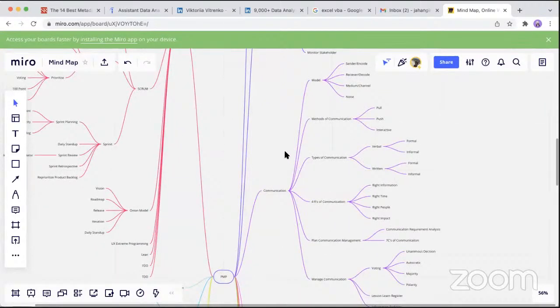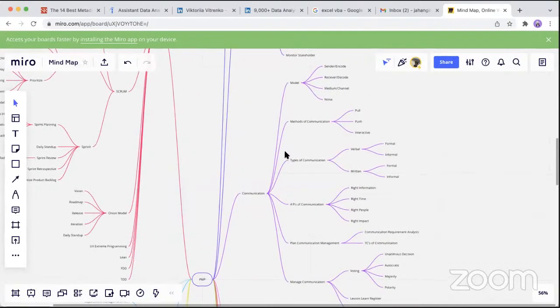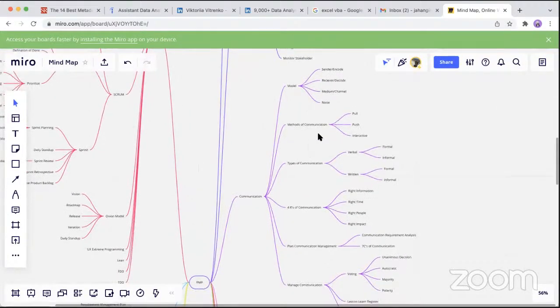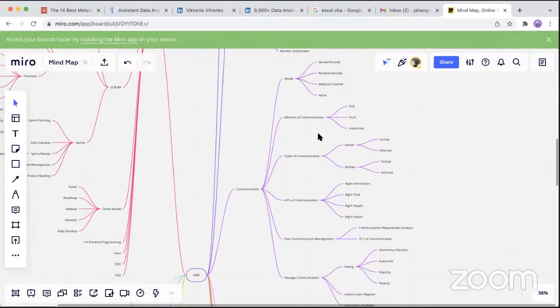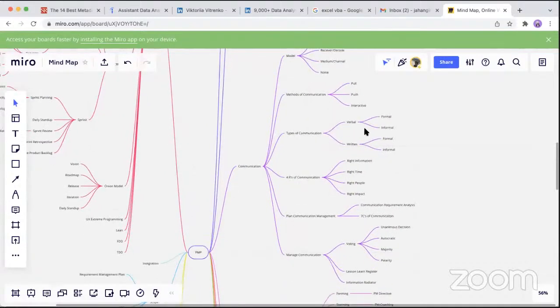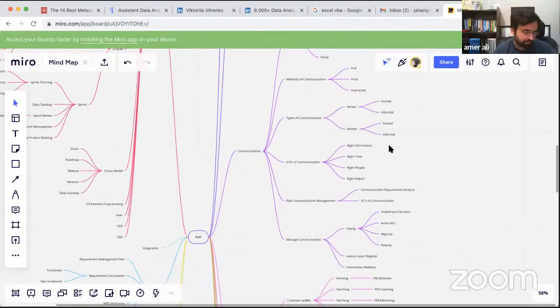Then communication is one of the most important parts of a project, and it is the main responsibility of the project manager. The basic model of communication is we have a sender and a receiver. Then there is a medium of communication between them, and there can be noise in the medium. There are different methods of communication: pull communication, push communication, and interactive, like face-to-face or two-way communication. There are different types of communication. Verbal can be formal and informal. Written can be formal and informal.